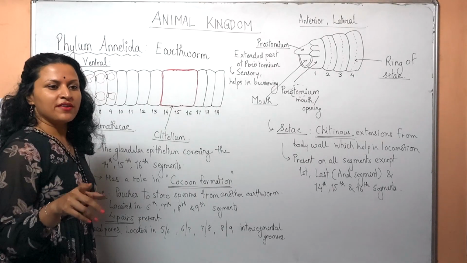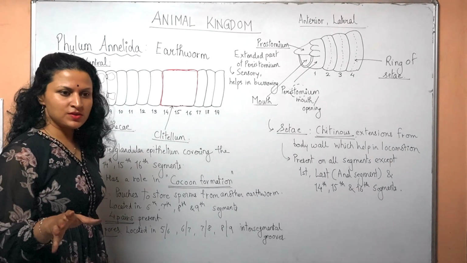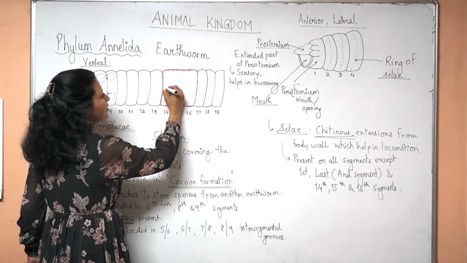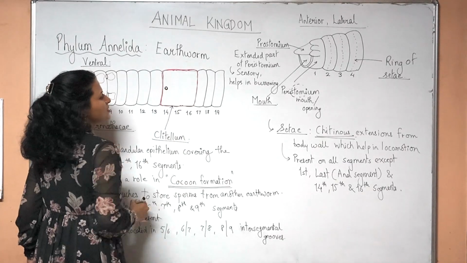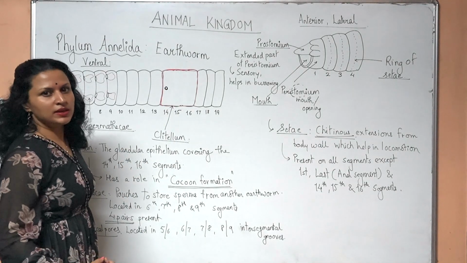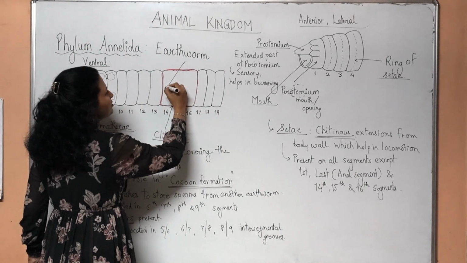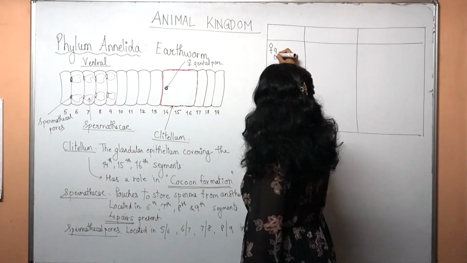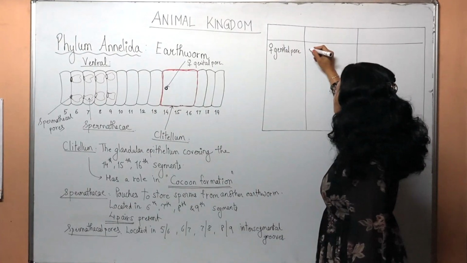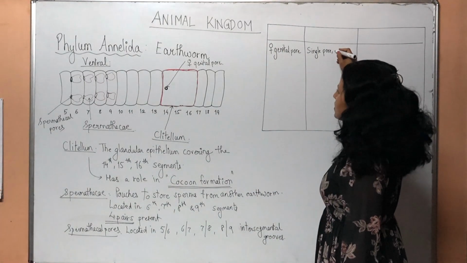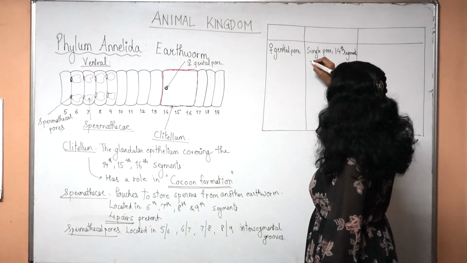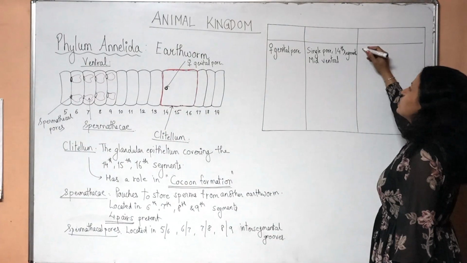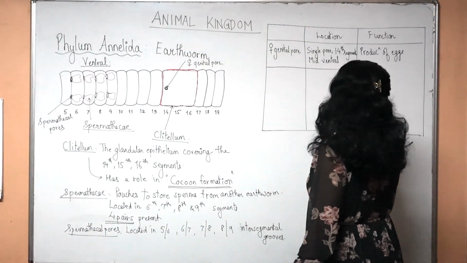Next, they are known to have both male and female reproductive systems. So where are those male and female reproductive systems? The female reproductive system will have an opening on the 14th segment, through which the eggs will be released. This is known as the female genital pore. The female genital pore is a single pore. It is found in the 14th segment, and the location is mid-ventral. It's in the middle and in the ventral location. Its function is production of eggs. This is about the female reproductive system.